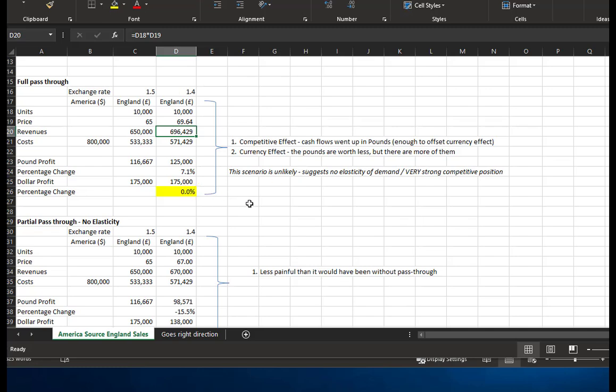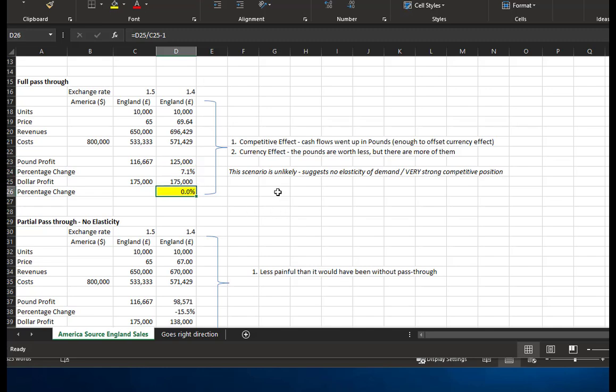So let's follow through this example and see what happens. Our revenues have gone up substantially, right? We've raised prices across the board, so our revenues have gone up. We haven't experienced any change in sales, number of units sold, I should say. So our revenues have gone up in pounds. Our costs have gone up in pounds as well. So in pound terms, we're actually better off here. We've got 125,000 pounds, which is 7% more than we had before. But when we convert this back to dollars, because of the currency effect, we're going to be back at zero. We're going to be back where we started.